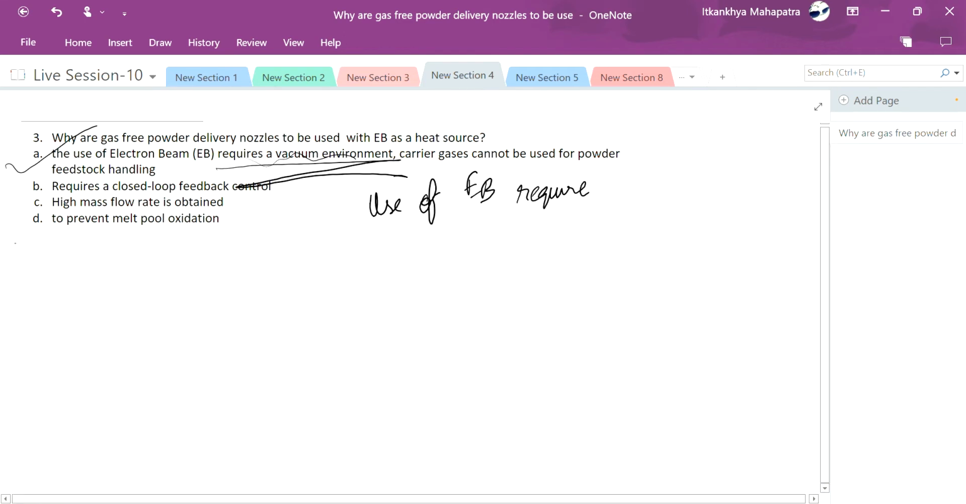And these require feedback control and a high mass flow rate to prevent melt pool oxidation. These are some other functionalities of the powder based delivery system. So I'll just write.